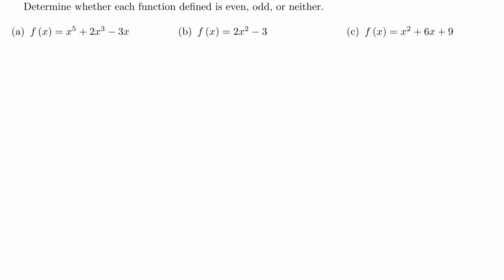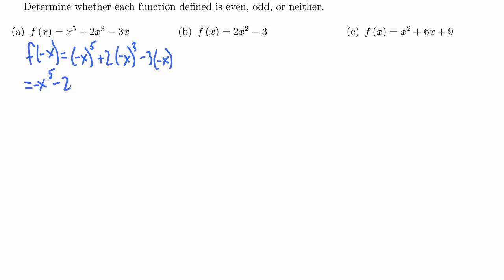Hello. In this example, we're going to be determining whether functions are even, odd, or neither. Example A is f of x equals x to the fifth plus 2x cubed minus 3x. So what I need to do is find f of negative x first. That gives me negative x to the fifth power plus 2 times negative x cubed minus 3 times negative x. Whenever I simplify that, that gives me negative x to the fifth minus 2x cubed plus 3x.